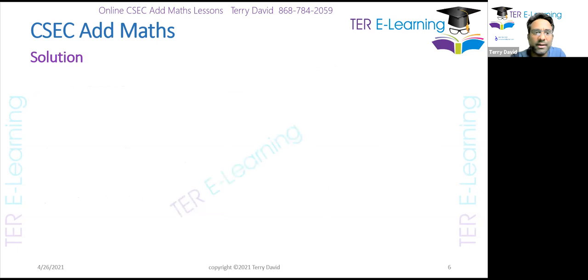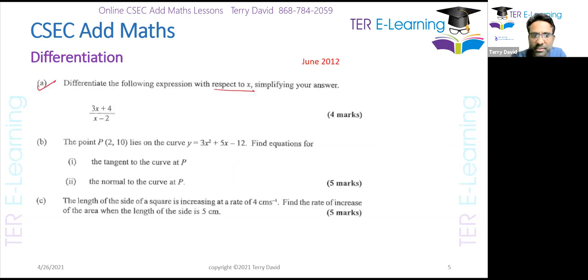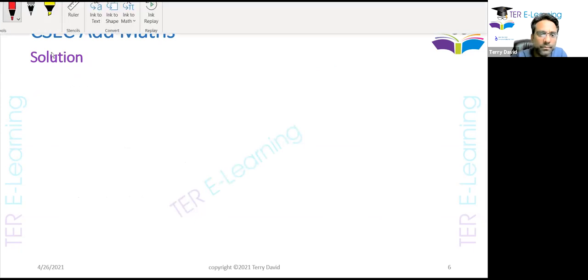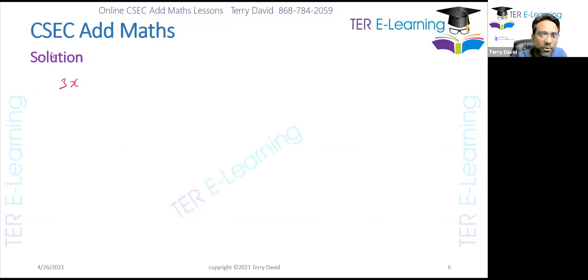So here's what we have to do. The expression is 3x plus 4 over x minus 2. That's what we want to differentiate. Now, if you look at that carefully, that is actually a quotient. So we want to differentiate this, so we're going to put d on dx.